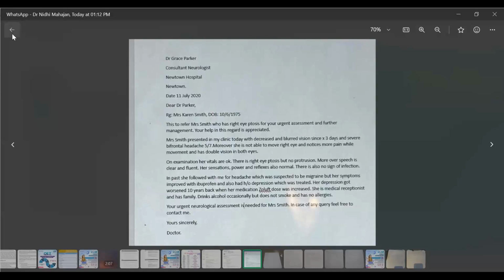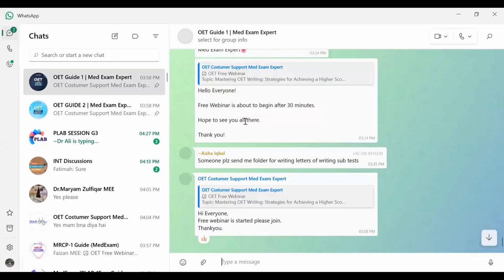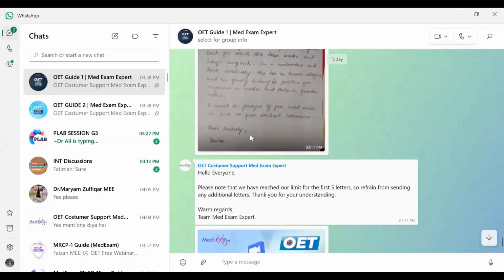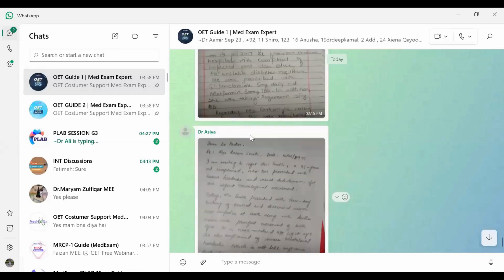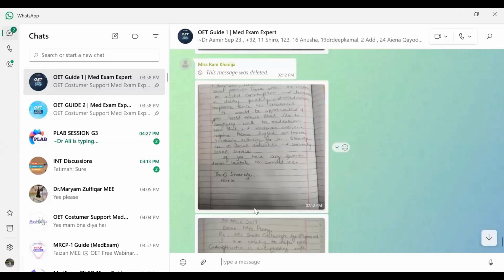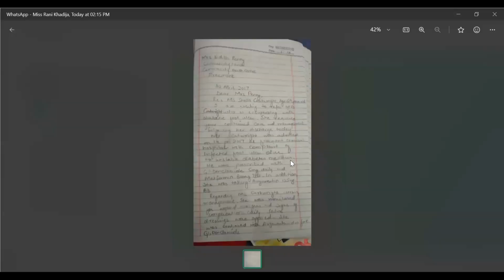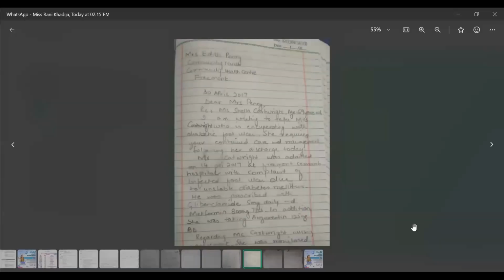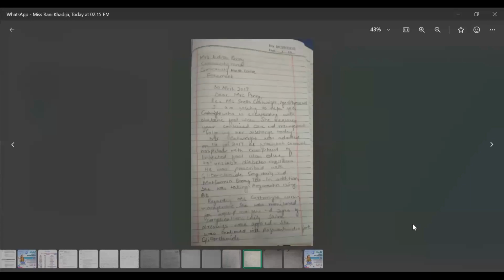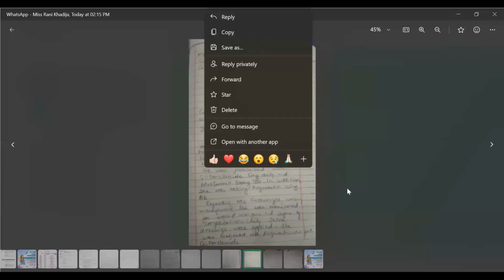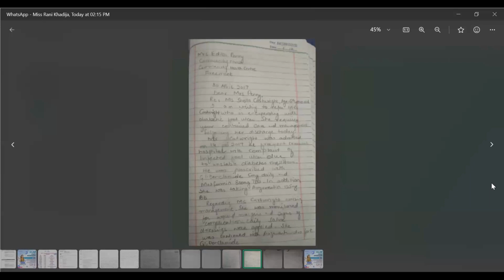Now we are proceeding to the next letter, which is from OET Nursing. And Ramesh, can you please share that letter, I think the name of the student is Ms. Rani Khatija. Okay. So she has written Mrs. Edith Penny, Community Nurse, Community Health Center. Sorry. You have to put the date. Date is 30th April 2017.